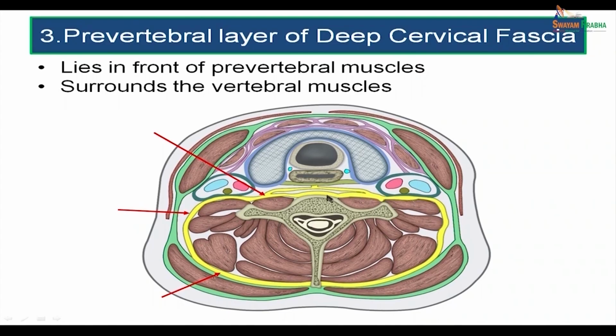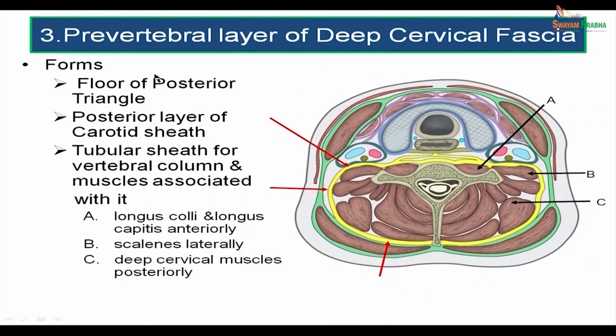So, we can see it is enclosing the vertebra with the muscles in front called the prevertebral muscles and the muscles behind called the vertebral muscles. The prevertebral layer forms the floor of posterior triangle.